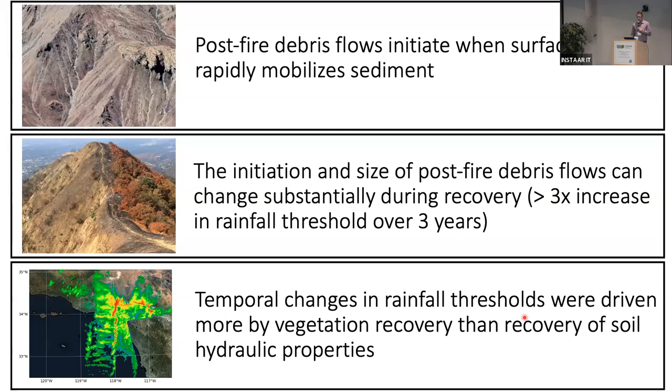So a couple of other takeaways is that we found that the initiation and size of post-fire debris flows can change substantially during recovery. We observed, or the model would suggest, a 3x increase in rainfall threshold over 3 years at our Southern California site, and temporal changes in rainfall thresholds were driven more by vegetation recovery than changes in soil hydraulic properties over time, which I think is a really important finding because so much emphasis is often placed on water repellency in recently burned areas and how that affects soil hydraulic properties. But vegetation recovery in this case turned out to be equally, if not more, important.